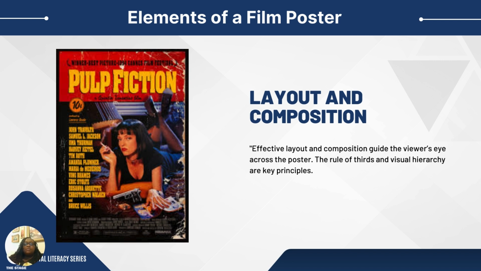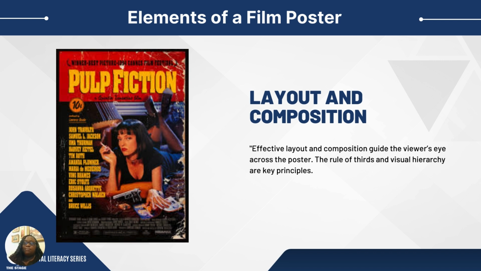All right. Then, here we go. Principles of effective layout and composition. It's really important that you create balance, you create contrast, and you create emphasis by effectively laying out your elements on your movie poster. Now, effective layout and composition, they guide the viewer's eye across the poster. You want to make sure that you utilize the rule of thirds. We talked about the rule of thirds, and visual hierarchy, all key elements.